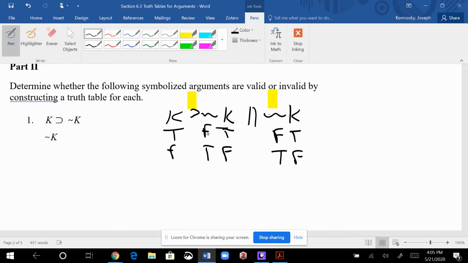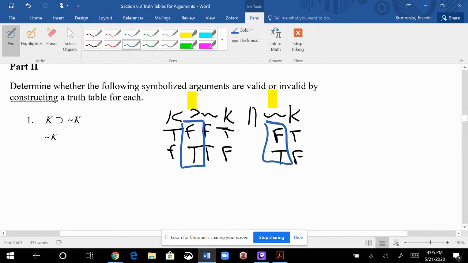So I have a true and a false, so that's false. I know that's true. So I'll just say, hey, that's my main line in premise 1. So my main line in premise 2. Do I have an instance where I have a true premise and a false conclusion?